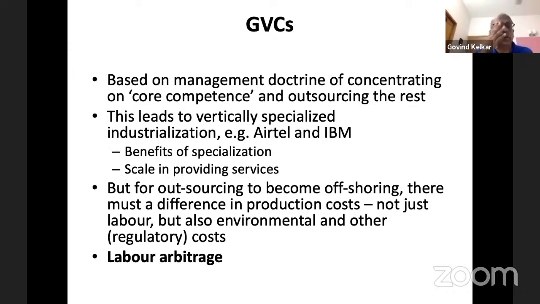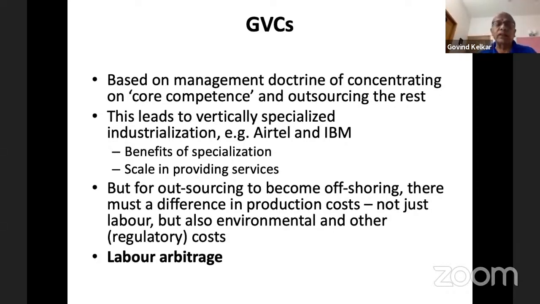Now, when this goes between companies, then you call it what is called vertically specialized industrialization. So you have companies like Airtel or IBM, which specialize in certain areas. Airtel, the Indian telecom company, does not do its own IT work. What does it do? It gives its IT work to IBM. Why? Because IBM is specialized in it and it can provide it at a much lower cost, being at a higher scale. But of course, this is the specialization within a production system.